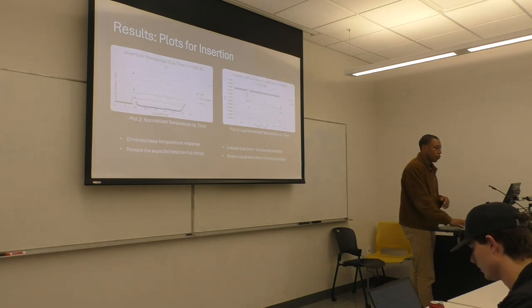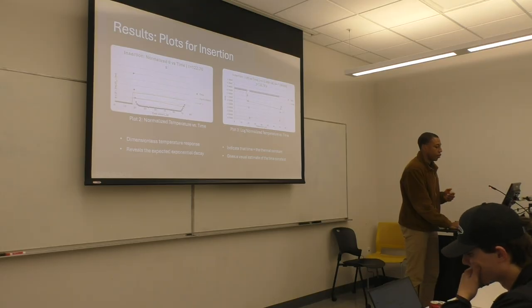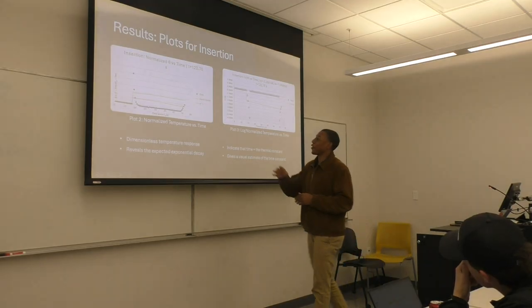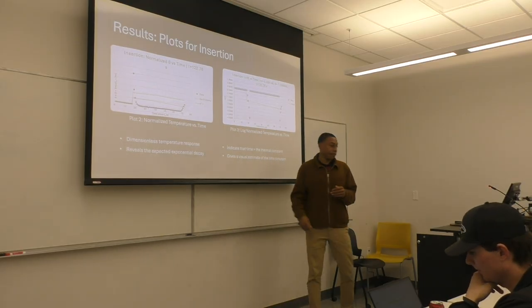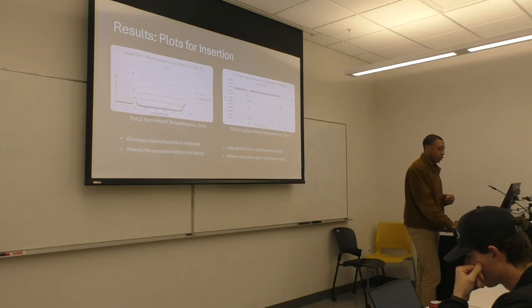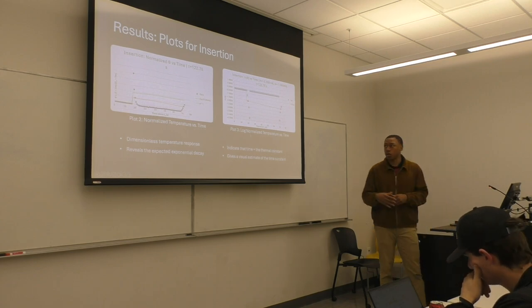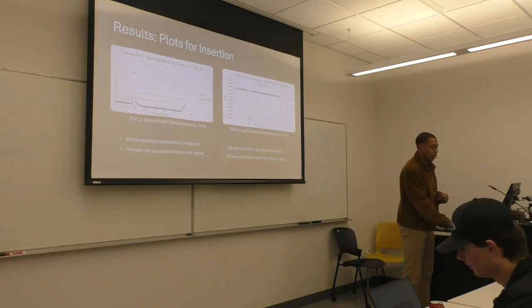Going to more plots, looking at the normalized temperature versus time. Here we see the dimensionless temperature response, and it reveals the expected exponential decay. Ignore my graphs here, they look kind of crazy, but essentially this decay shows what happens after we plunge the thermocouple into the water for the insertion. On the right-hand side, the log of the normalized temperature versus time indicates that time is equal to the thermal time constant, and it gives us a nice visual of the time constant as well.